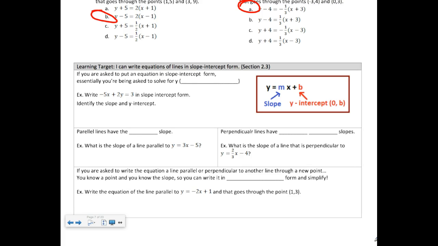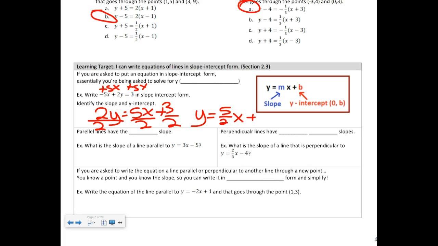So if I'm starting here, what should we do first to make this say y equals? I'm going to add the 5x to both sides. And then we would divide by 2. Yep, so we're going to divide by 2. So then y equals 5/2 x plus 3 over 2. Okay, so now it's in that proper form. Do we remember doing this?